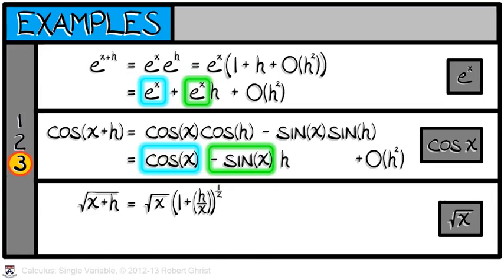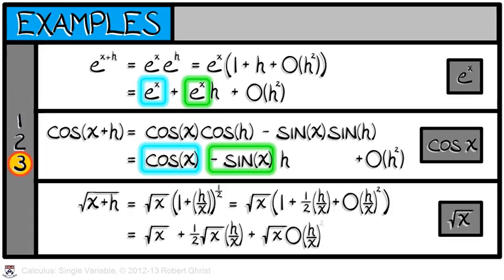I write it in this form so that we see the binomial series come into play, and using that binomial series gives us an expansion of 1 plus 1/2 times h over x plus something in big O of (h over x) squared. Now, if we expand that out, we see that the 0th order term in h is, of course, square root of x. The first order term simplifies to 1/2 x to the minus 1/2 times h. And from that, we see the derivative.